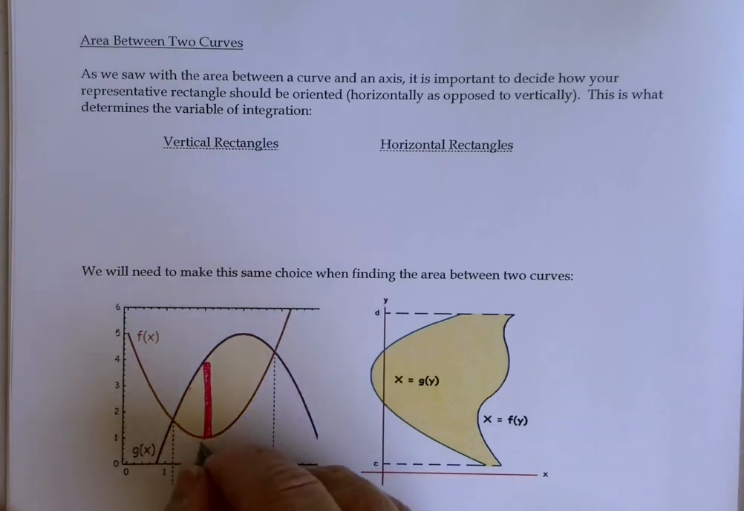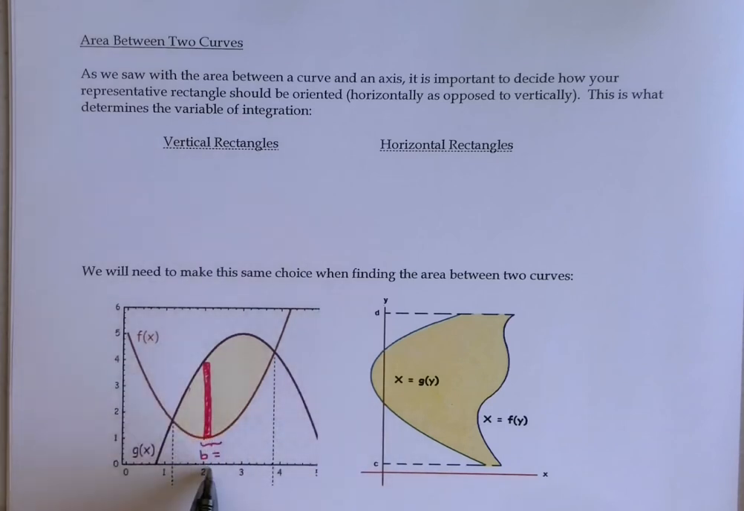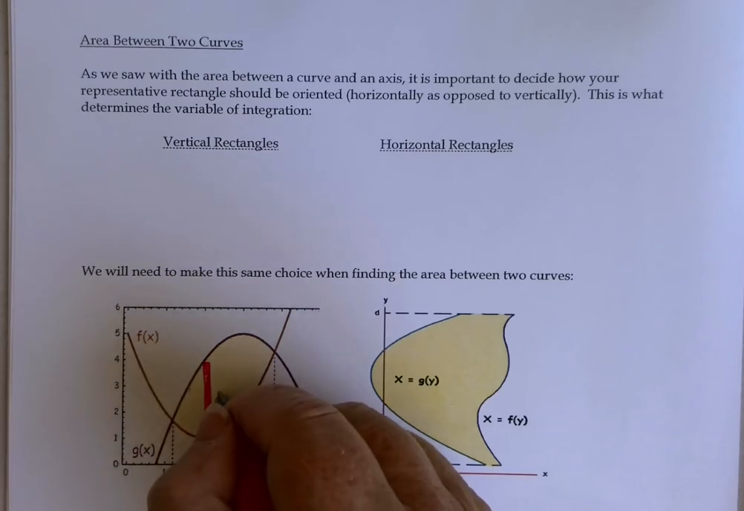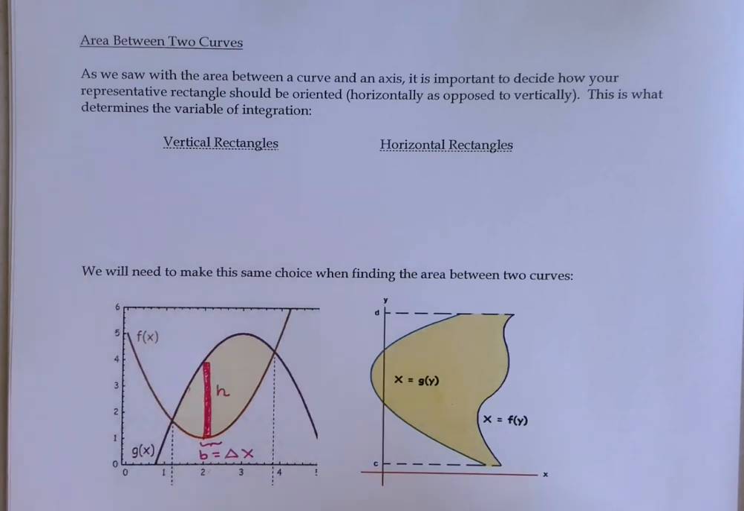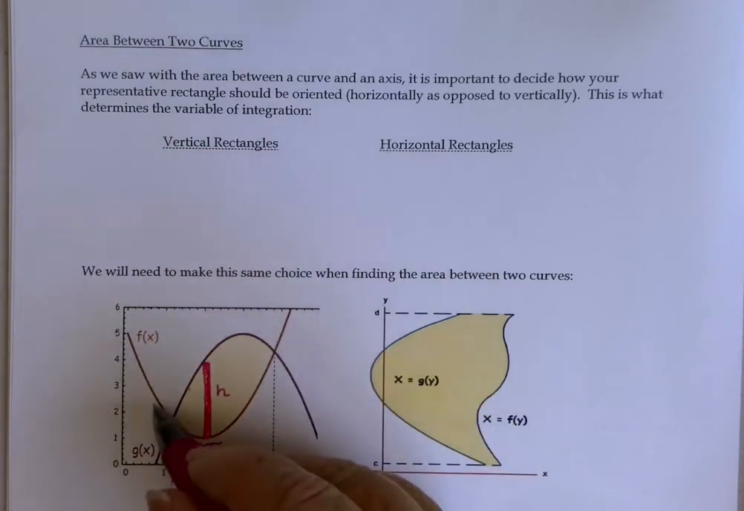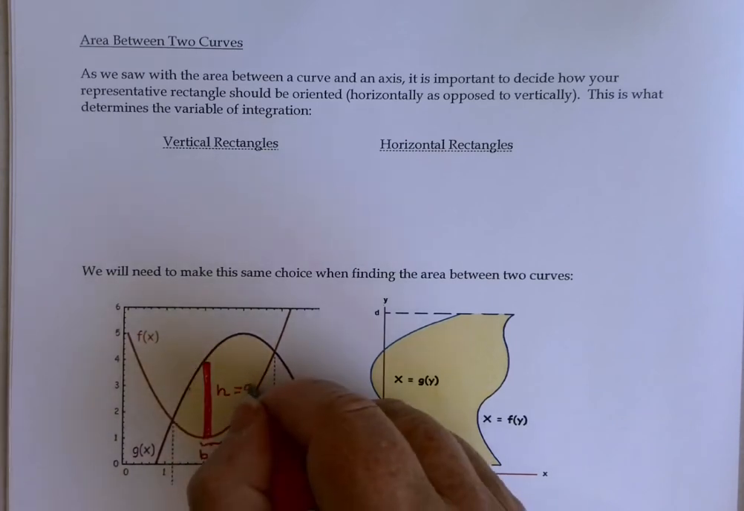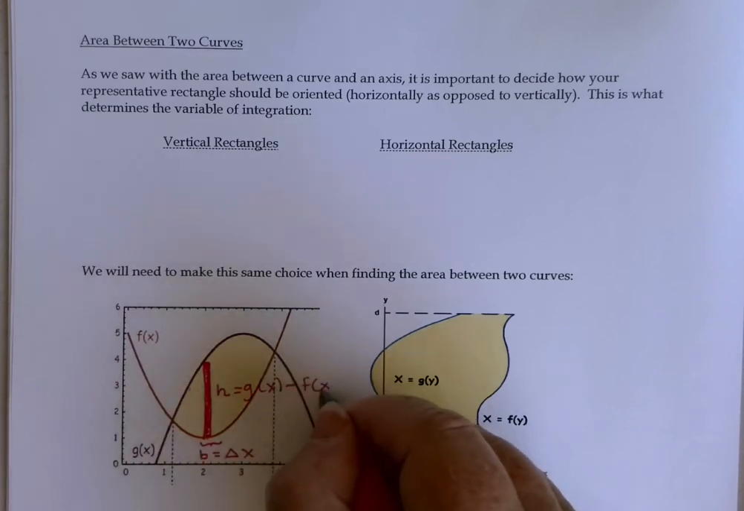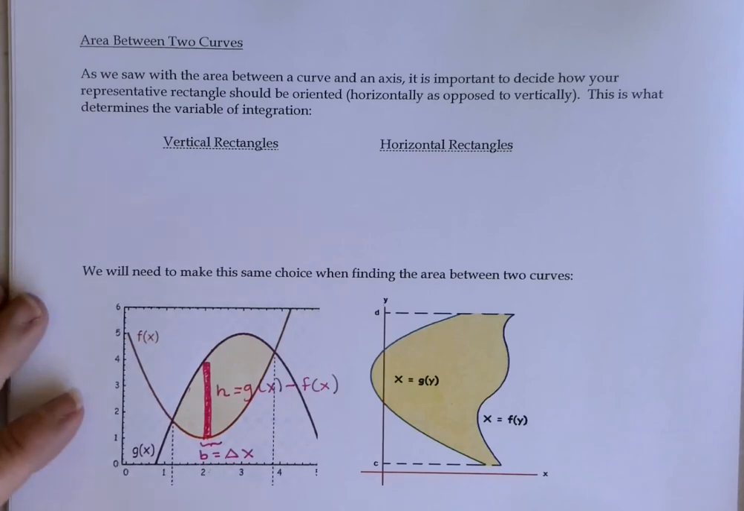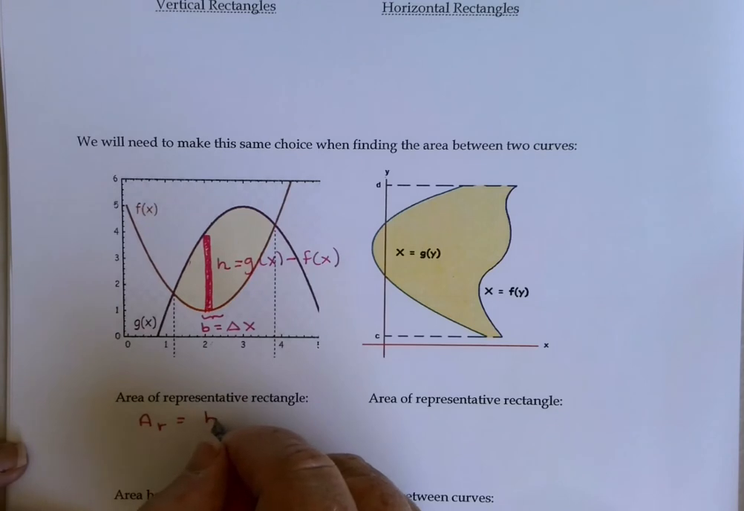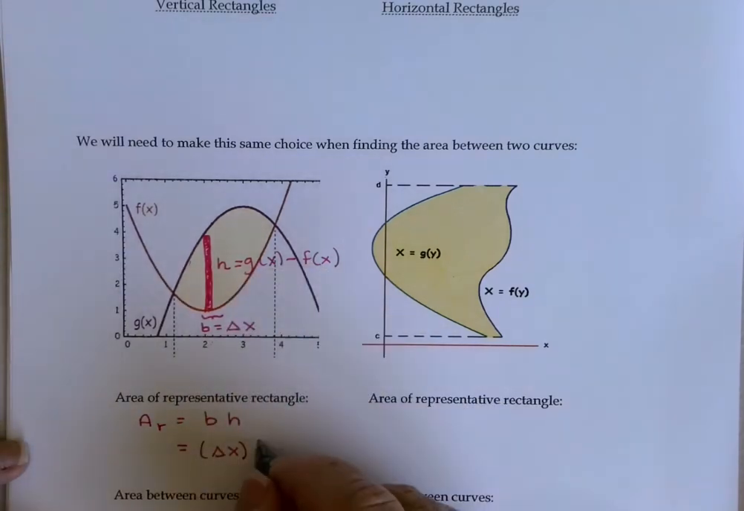So the base of this rectangle is a little piece. It's not actually on the x-axis this time, but it is in the x direction. So I'm still going to call it delta x. And then I have to think about this height function. The height goes from the f of x curve to the g of x curve. So if I took the top y value and subtracted the bottom y value, I would get the distance in between them. My height here is the top, g of x, minus the bottom, f of x. So for my vertical rectangles, the area of the representative rectangle is going to be base times height. The base is delta x, and the height is g of x minus f of x.